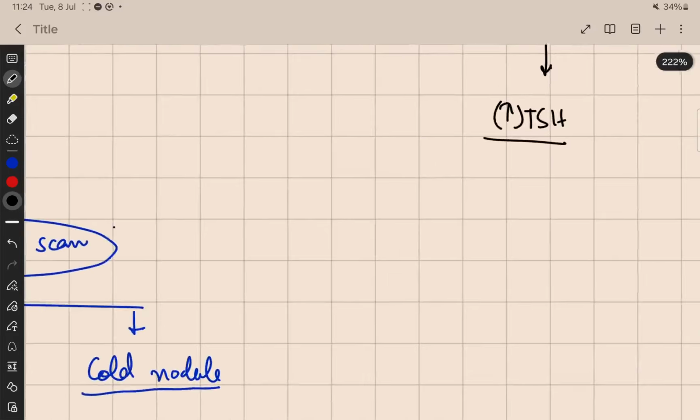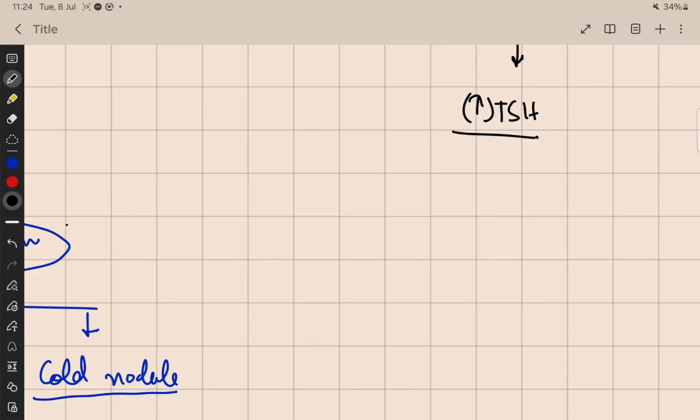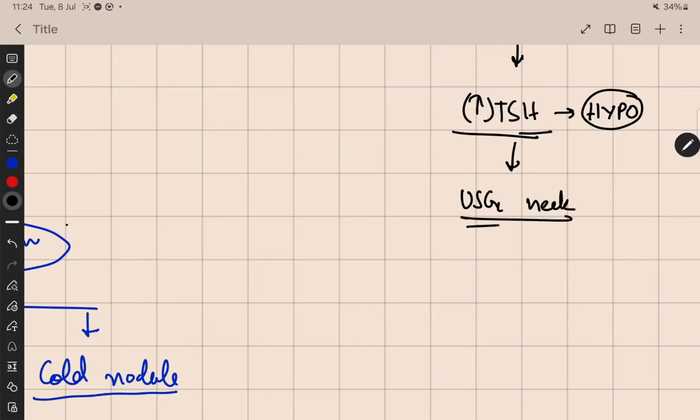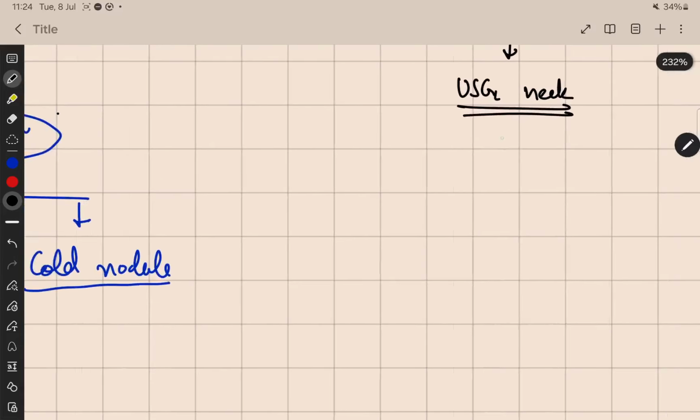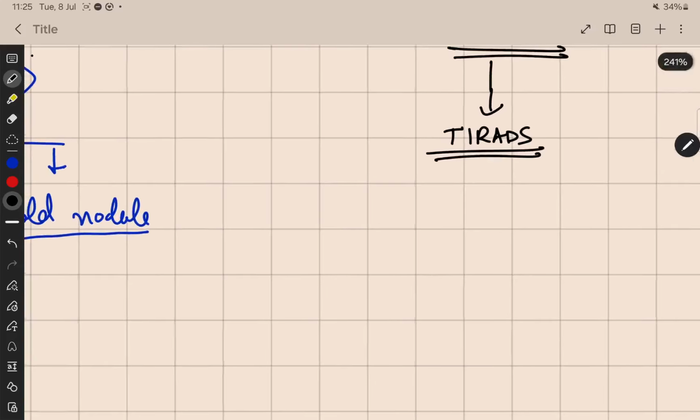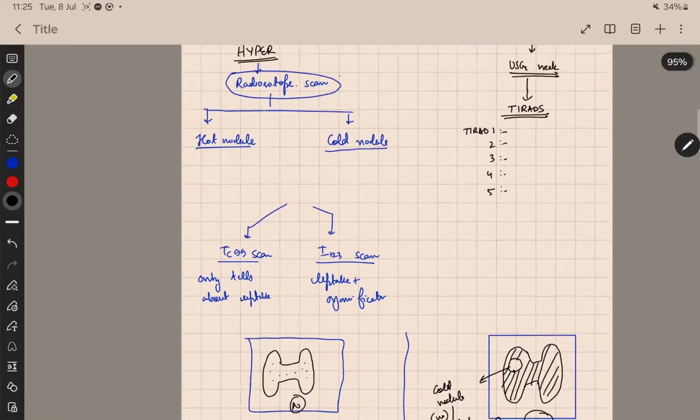Now we'll come to high TSH or elevated TSH. That means the patient is suffering from hypothyroidism. So in this case, we'll first go for ultrasound of the neck. Right. So in this ultrasound, there is one scoring system that we know, called TIRADS. TIRADS scoring system. So in TIRADS, there is TIRADS 1, 2, 3, 4 and 5 that we'll discuss later. Right. So next page we'll go.